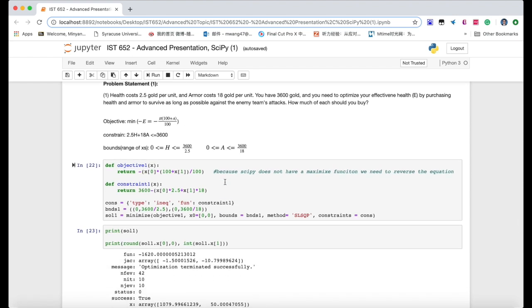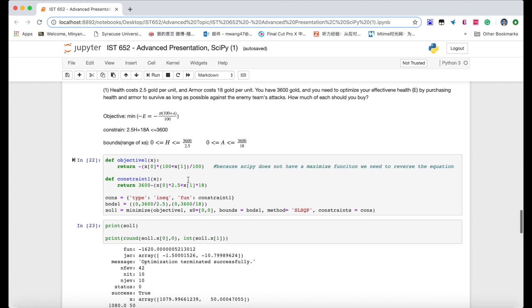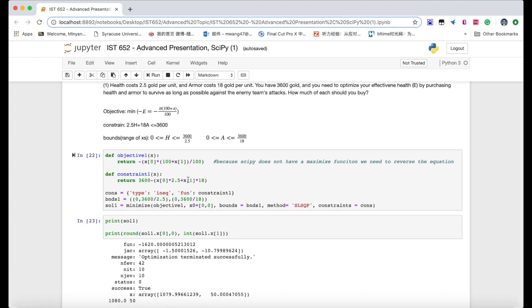Then let's first define the function of our objective. We would like to return the negative effective health, and since the answer would be a list of values, here the x0 indicates the amount of health the player buys, and the x1 indicates the armor that the player is going to buy. Then similarly, we also define the constraint.